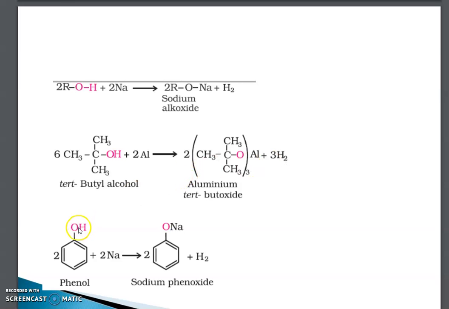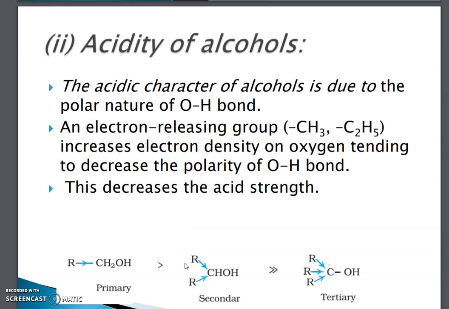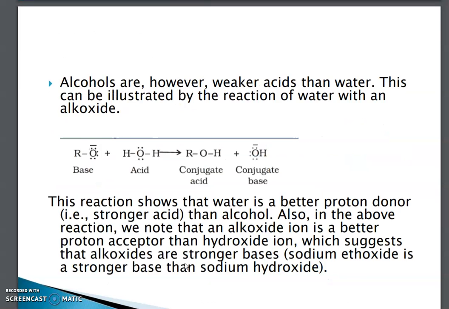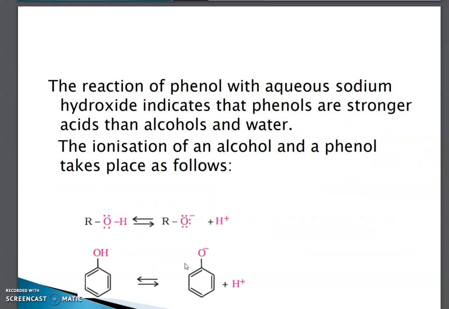Similarly, with phenol, the phenol reacts with sodium, the hydrogen will leave, and sodium will attach here, similar to the alcohol reaction. So we get sodium phenoxide. This is the first type of reaction. If alcohol and phenol react with active metals, they form the alkoxide or phenoxide of that metal. If it is aluminium, it forms aluminium phenoxide. If it is potassium, it forms potassium phenoxide. Then we discussed the acidity of alcohol and phenol.